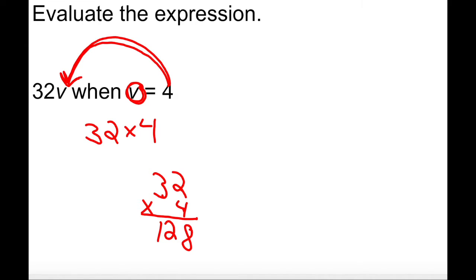One thing you want to keep in mind, these are the symbols for multiplication. You have an X, a dot. If you have a number right next to a variable, this also means times. If you have parentheses next to a number, this also means times or multiplication. You need to know all of your multiplication notation.